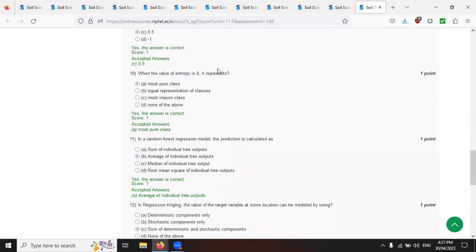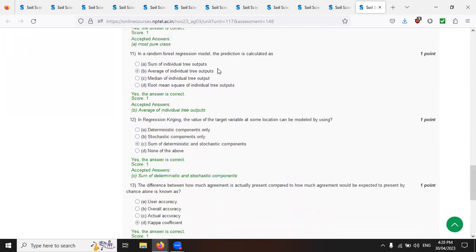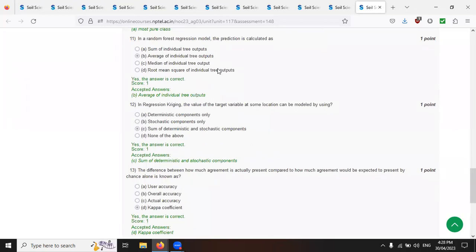When the value of entropy is 0, what does it represent? It's most pure class when it's at 0. In a random forest regression model, the prediction is calculated as what? The sum, the median, the square root, or the average? Average. In regression kriging, the value of the target variable at some locations can be modeled by using what? It's the sum of the deterministic and the stochastic components.